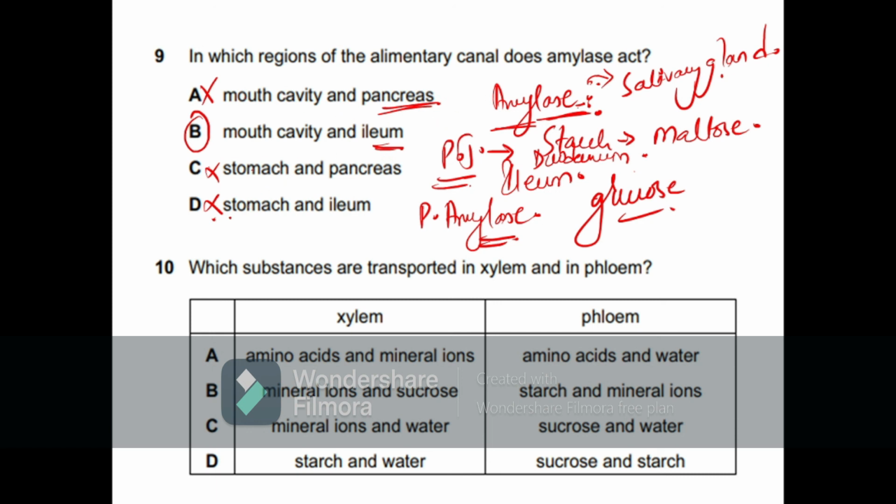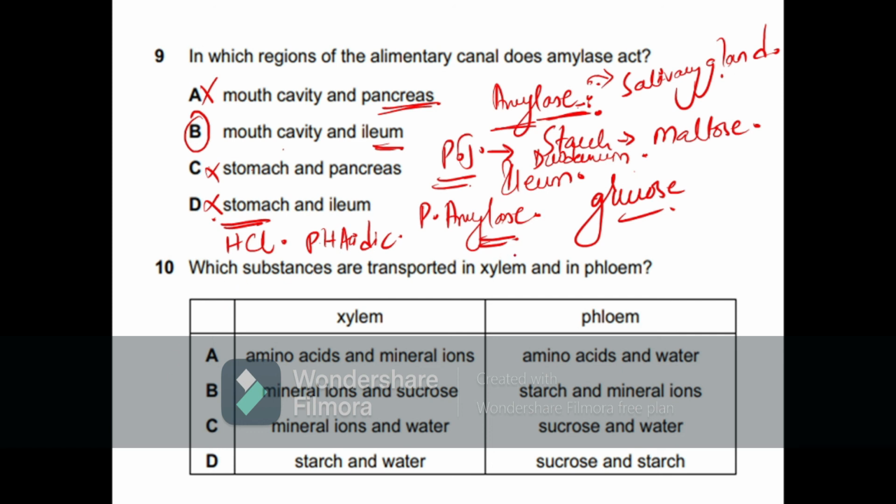So this amylase works in the mouth and in the ileum, not in mouth and pancreas, not in stomach and pancreas, not in stomach and ileum. Basically the pH of the stomach is acidic due to the presence of HCl, and amylase denatures. So there will be no digestion of carbohydrate in the stomach. Only protein digestion will occur in the stomach.